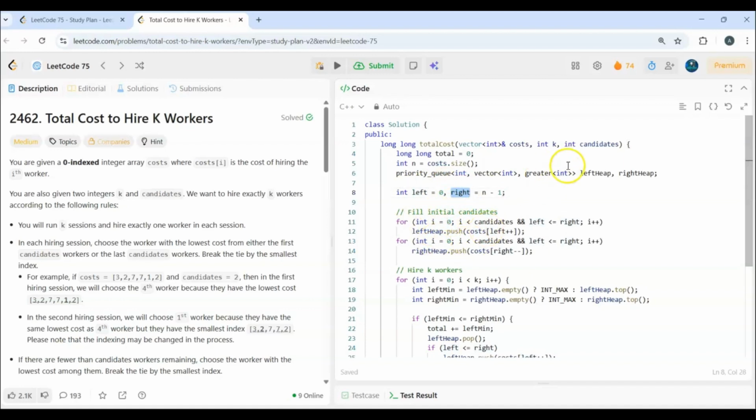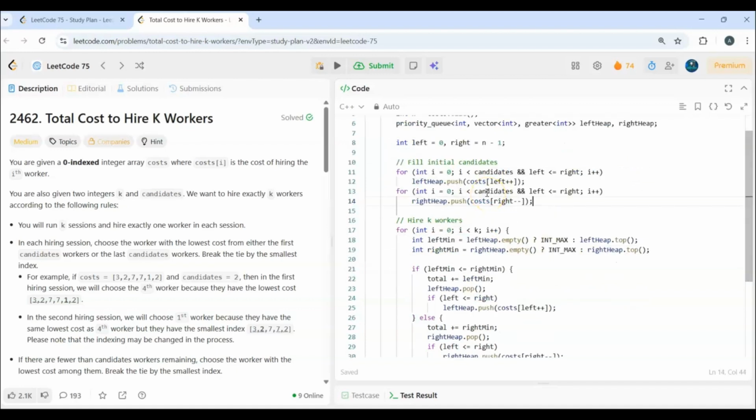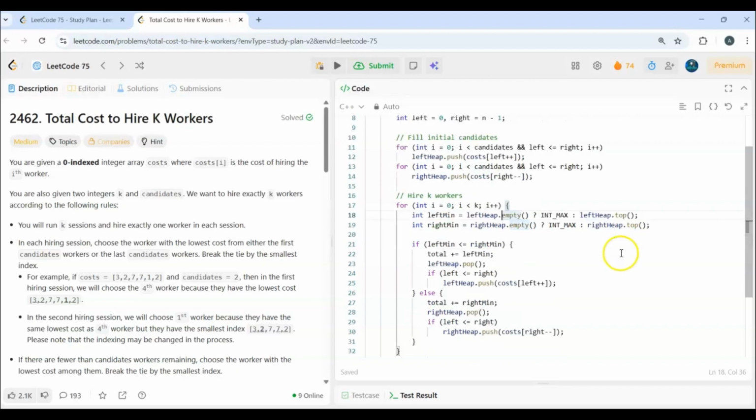So initially we'll fill the candidates for the first round, that is we'll run from the start and push all the elements inside our left heap, and we'll start from the end and push all the elements in the right heap with the help of our 2 pointers, left and right. And after filling the initial candidates into our respective heaps, we'll gather the topmost element from both the heaps with the help of the top function. So we'll first check whether both heaps are empty or not. If they are empty, then we'll return int max, and if they are not empty, then we'll grab the topmost element of both the heaps, and we'll compare values of both the heaps.